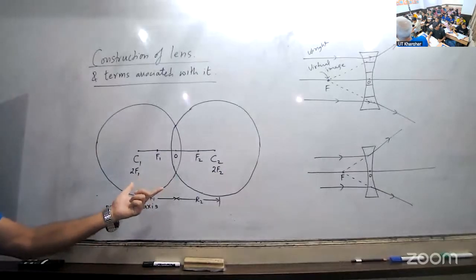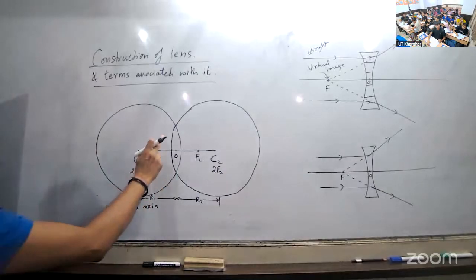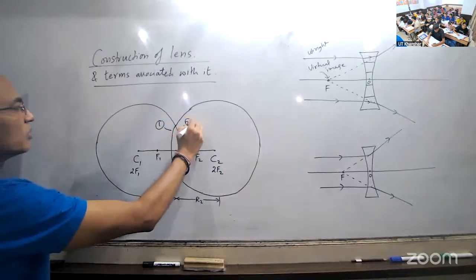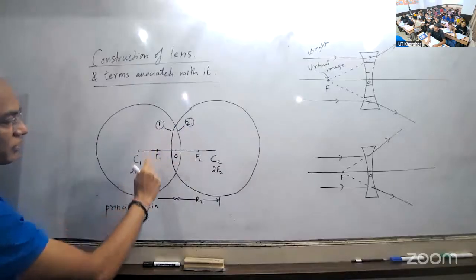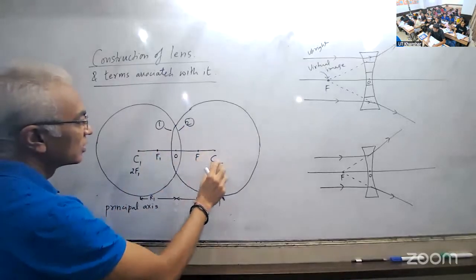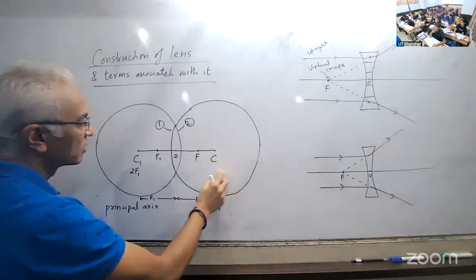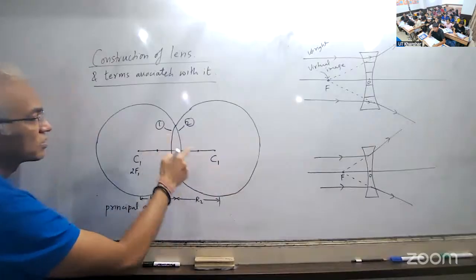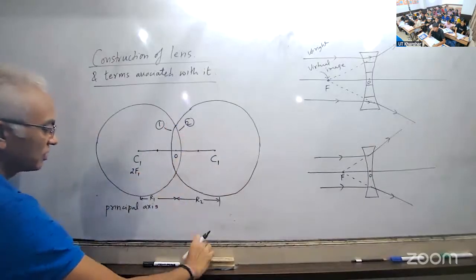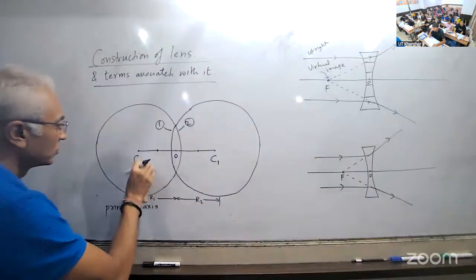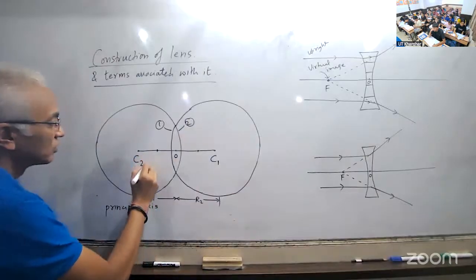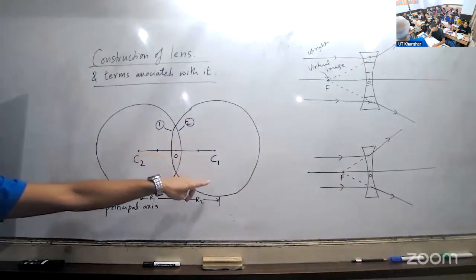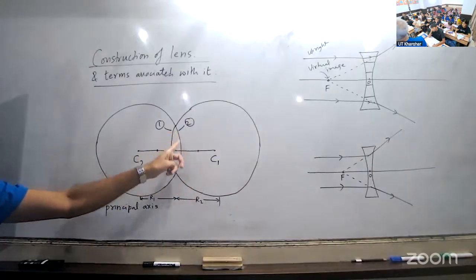Now in the book, you will see this is the first surface, surface number 1, and this is surface number 2. For the first surface, they will call this C1. We'll come to F later on. For the first surface it is C1, and for the second surface it will be called C2. But don't worry about it, it's all nomenclature.